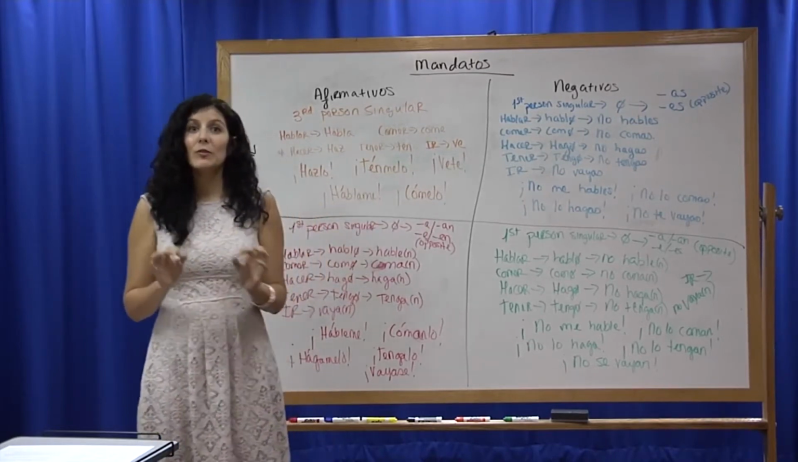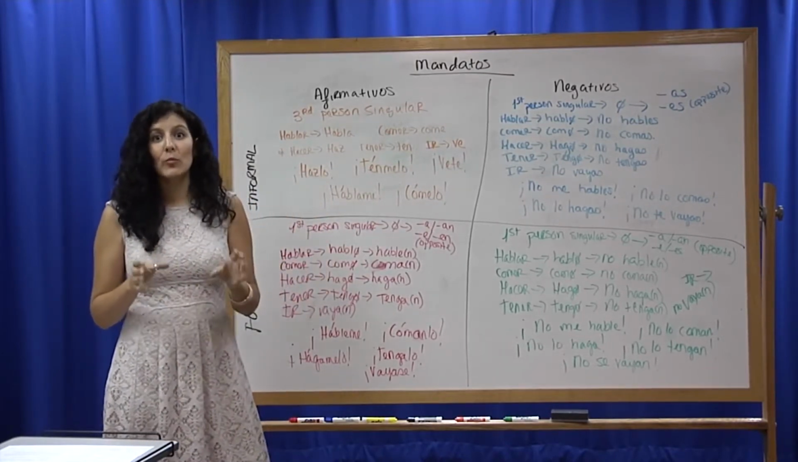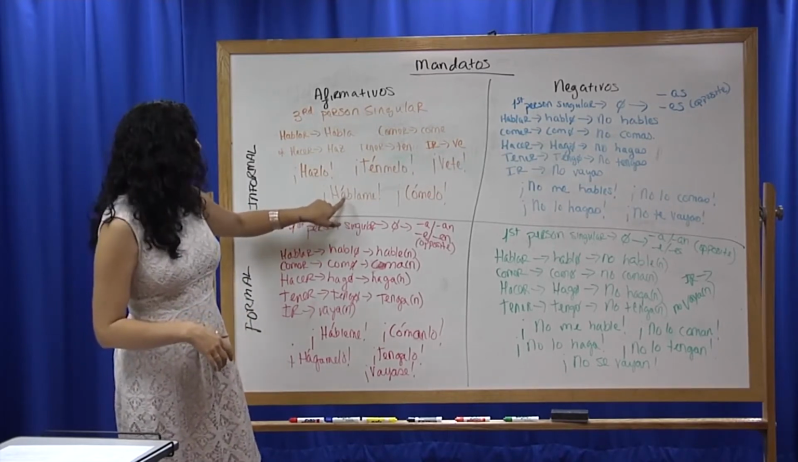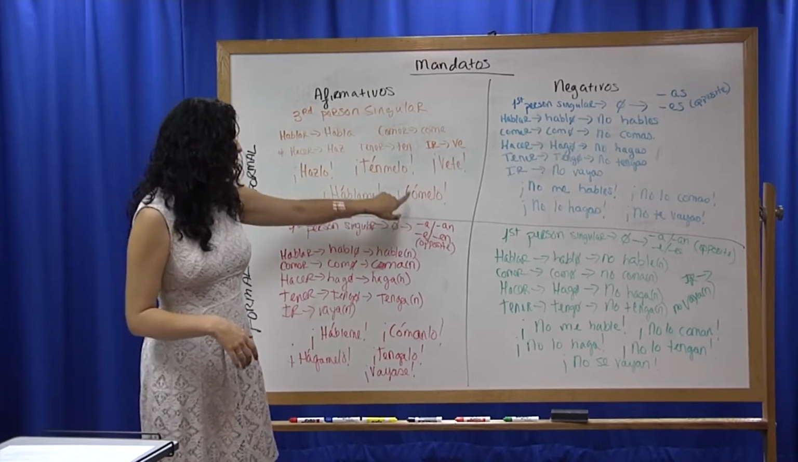And notice that a few of them have accent marks once they create one word. For example, here, we want the emphasis to be on the verb, so there's an accent mark at the beginning of each of these verbs.